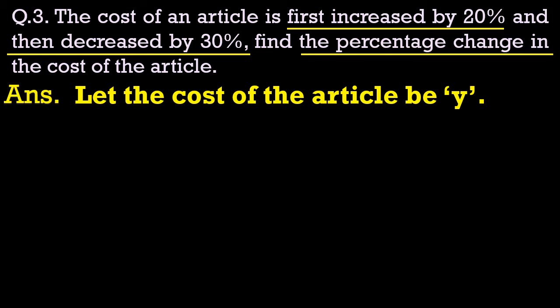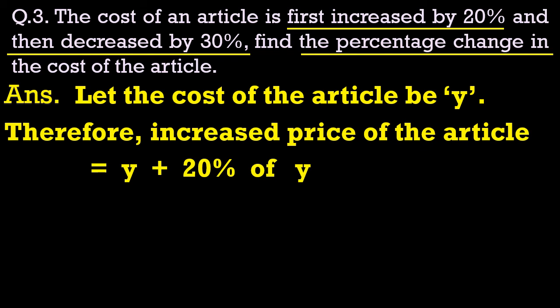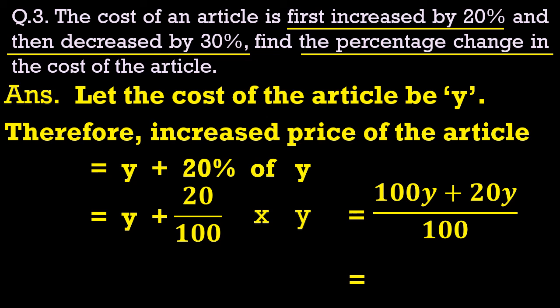So let the cost of the article be y. Therefore, the increased price of the article will be y plus, because it is increased, 20% of y. So it is 20 by 100 into y. So it will be y plus 20y divided by 100, 120y by 100.